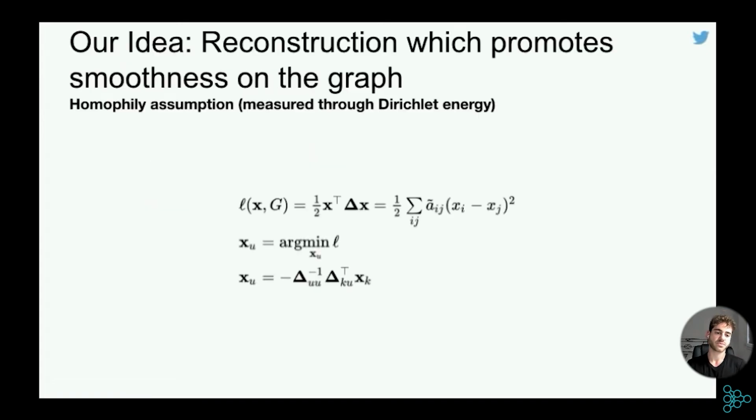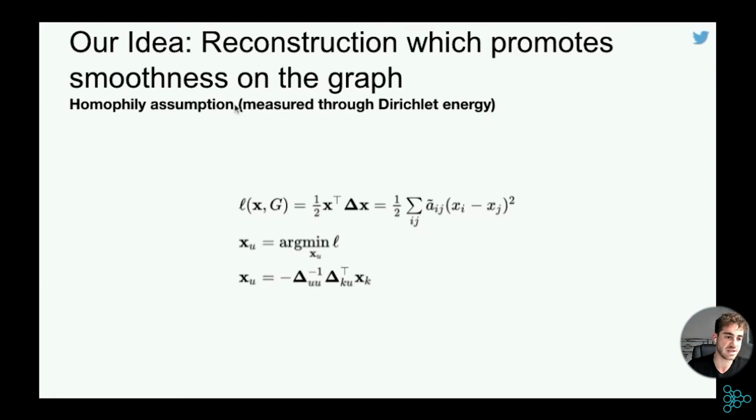So our idea is basically to do a reconstruction of the features which promotes smoothness on the graph. What smoothness means is that in order for a feature to be smooth, it should be similar in neighbors. It's the same idea of a function being smooth, so it doesn't change drastically. If you think about it in 1D, I guess that's clear. In a graph, it just means that the function shouldn't jump too much from a node to its neighbors. And this is also called the homophily assumption.